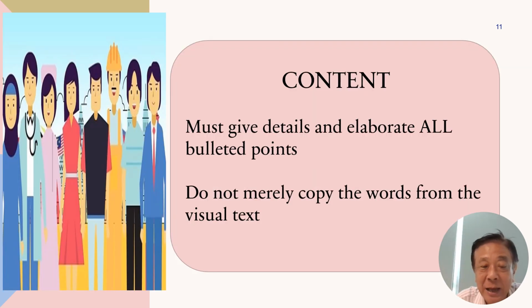Now, for content, you must give details and elaborate on all the bullet points that are mentioned in the formal letter writing task. Right? If there are 3 bulleted points, then you must actually give details and elaborate on all these 3 bulleted points. Now, do not merely copy the words from the visual text. You must be able to give your own ideas or add on relevant information, and also use other words other than those that are in the visual text.